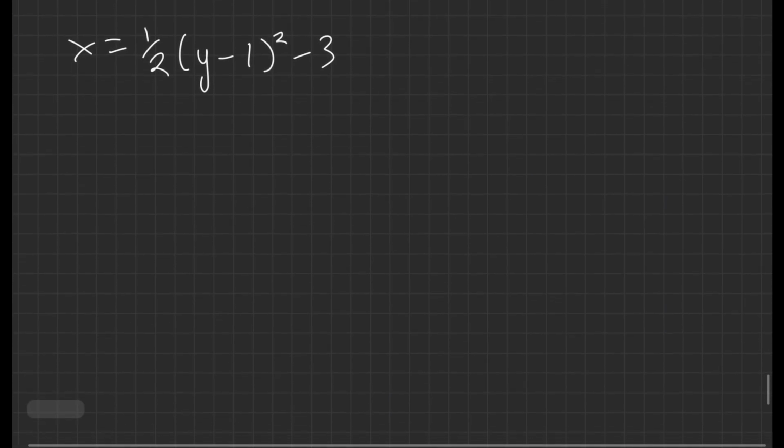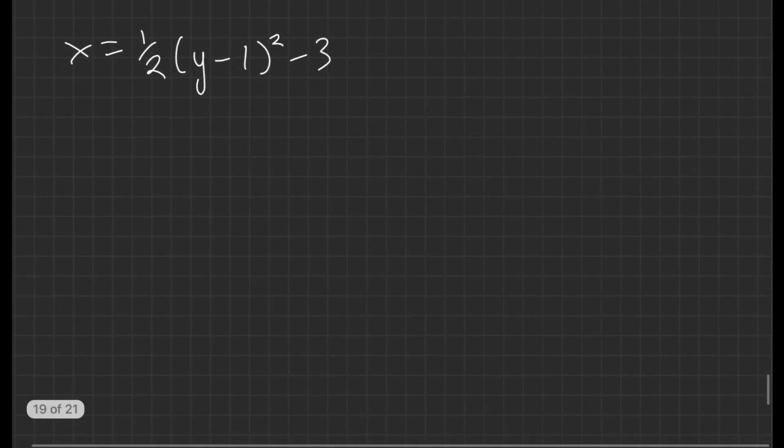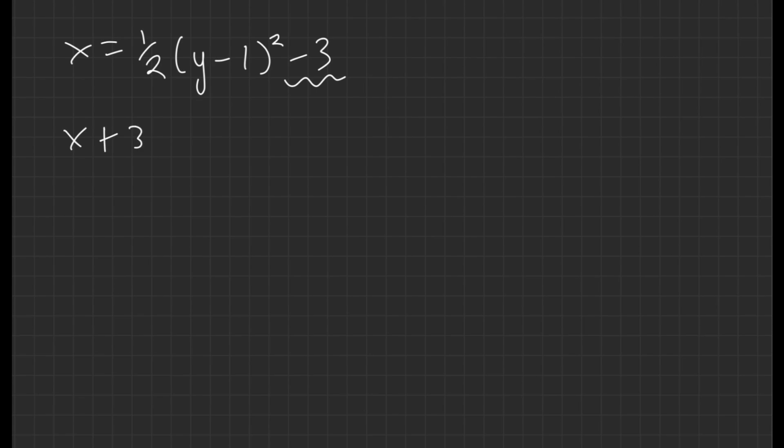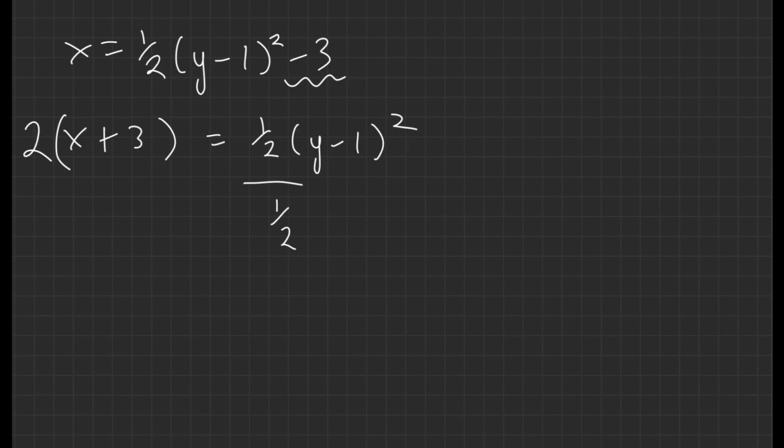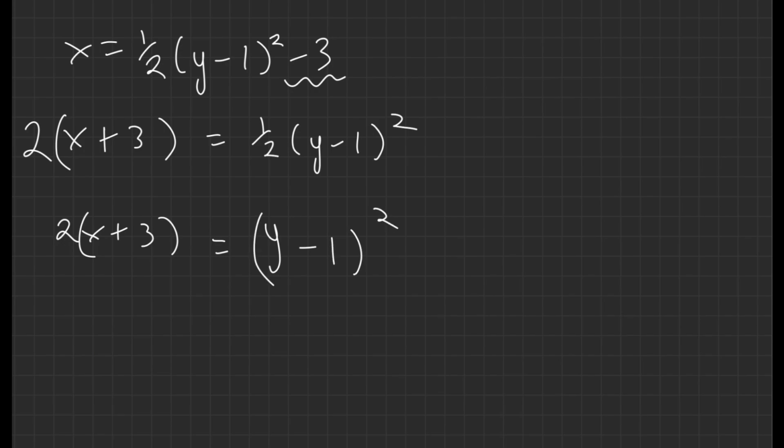Okay, now let's try this one. So let's isolate for y. The first thing I'm going to do is make the minus 3 come to the other side by doing plus 3. So x plus 3 is equal to 1/2 (y minus 1) squared. Now I'm going to multiply the whole thing, or basically I can just divide by 1/2. If I divide by 1/2, that's basically going to make it multiply by 2. So it's going to be 2 times (x plus 3) is equal to (y minus 1) squared. And then now to solve for y, I'm going to square root both sides.